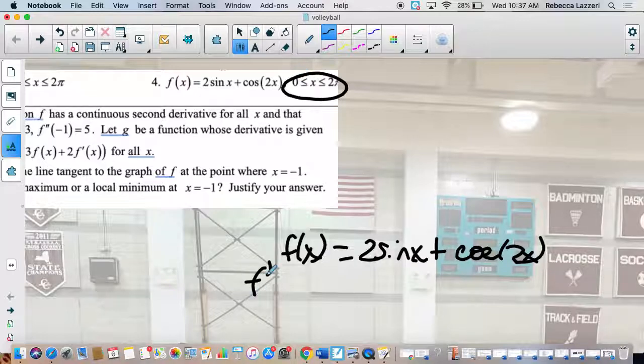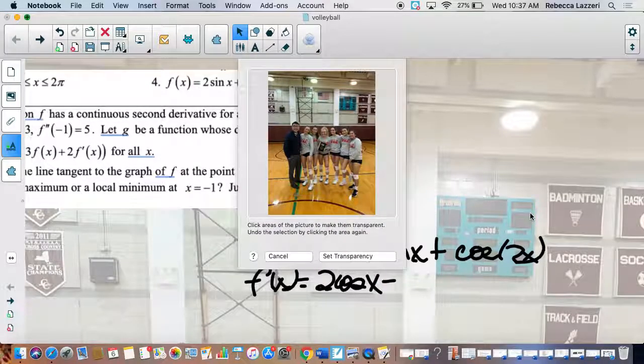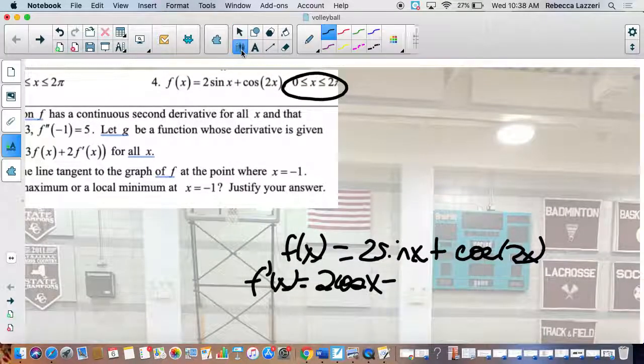All right, so my first derivative is 2 cosine x. Don't forget the chain rule. The derivative of cosine of anything is negative sine of that thing. Okay, so that's negative sine of 2x. And then you come back and uncover it and take the derivative of what's underneath it, which is 2.